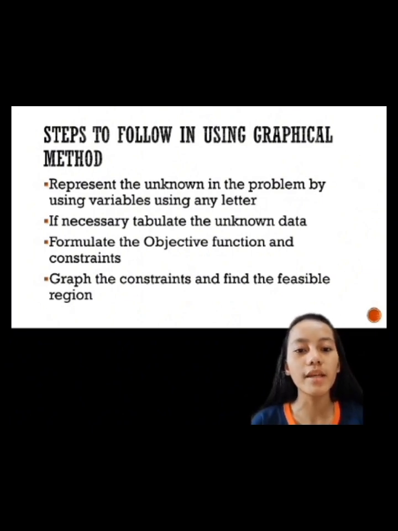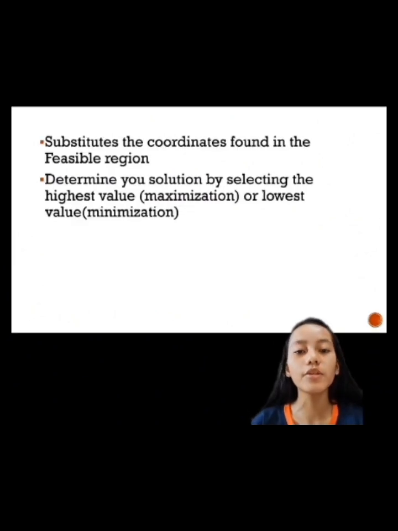Number 1. Represent the unknown in the problem by using variables, using any letter. Number 2. If necessary, tabulate the unknown data. Number 3. Formulate the objective function and constraints. Number 4. Graph the constraints and find the feasible region. Number 5. Substitute the coordinates found in the feasible region. Lastly, determine your solution by selecting the highest value for maximization, or the lowest value for minimization.